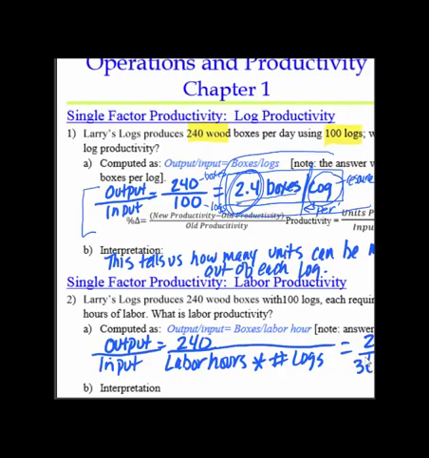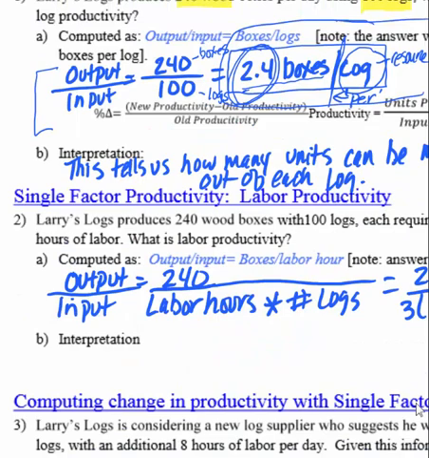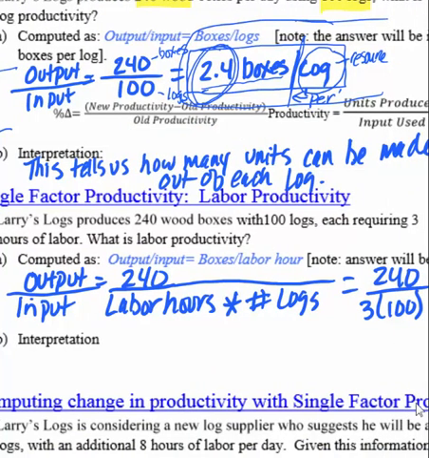So let's pause here for a moment and do a quick little quiz question that gets at this idea. Down here I even go so far as to say, you should take some time to interpret this. I wrote out that this tells us how many units, and it's always going to be the units in the numerator, can be made per each one unit of resources. So in this case it's logs.